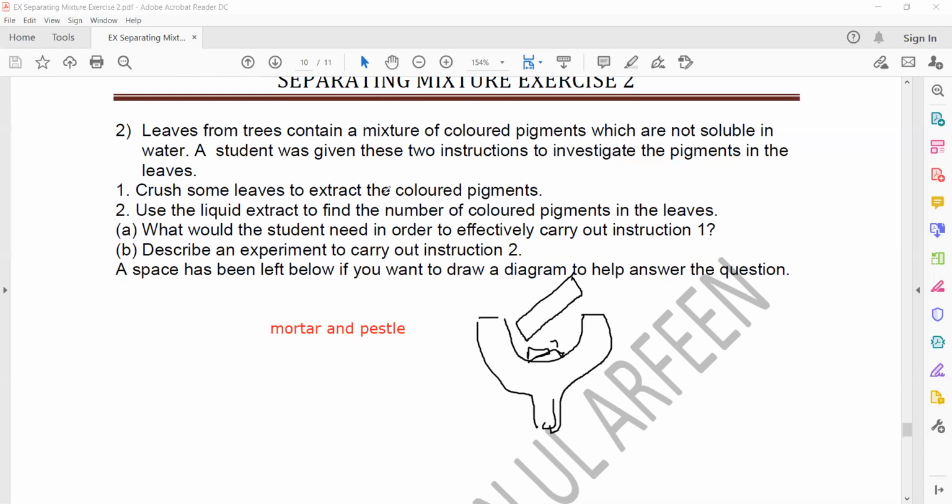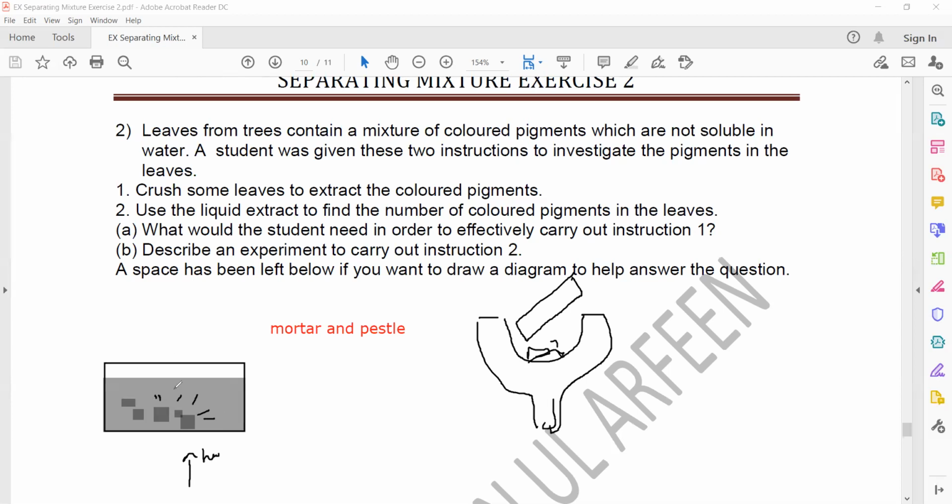And then how will you extract the color? These crushed leaves are not water soluble, so you cannot use water. If it's not water soluble, you will use alcohol. So you will take alcohol and add these crushed leaves, and heat it. When you heat, the color is removed from these leaves and dissolves in alcohol.